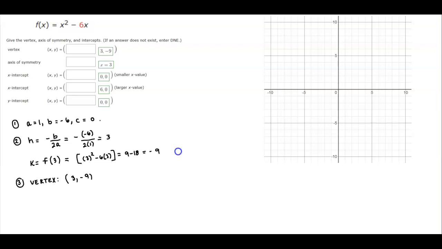Okay, so recall that since a is equal to 1, we know that this is greater than 0, so we know that this is going to open up. Okay, and so what else do we know? We know that the value of x being equal to 3 is the axis of symmetry. We also know that since it's opening up, that means we have a minimum at negative 9.